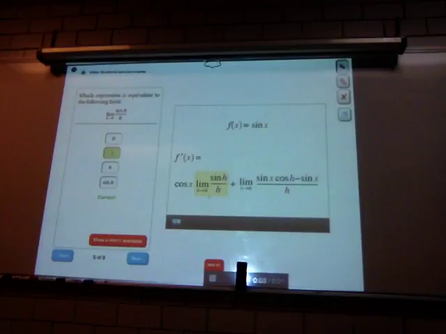This trig limit is actually quite important, so it's worth memorizing. But if you ever forget it, you can always try plugging in a very small value of h into this expression here. Try plugging in h equals 0.001 down here, and see what number it's close to.